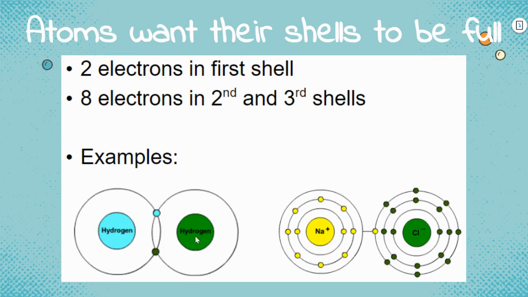So in this case right here, atoms want their shells to be full. And we've talked about that before. I kind of introduced it earlier, the octet rule, right? So remember that all atoms want to have in their first shell a maximum of two, and in all the other shells after that, a maximum of eight.